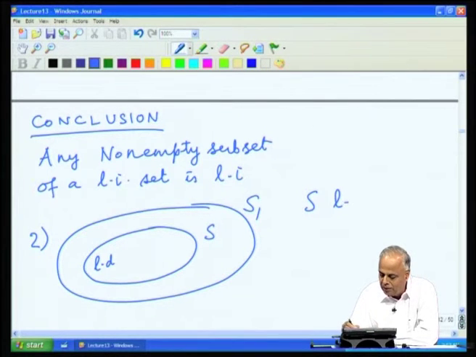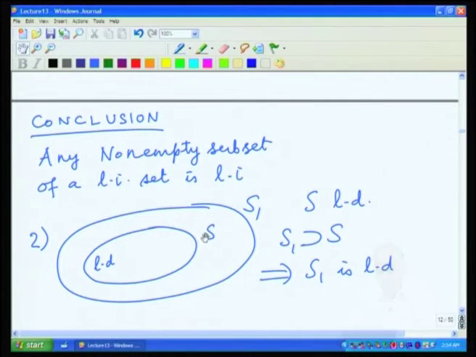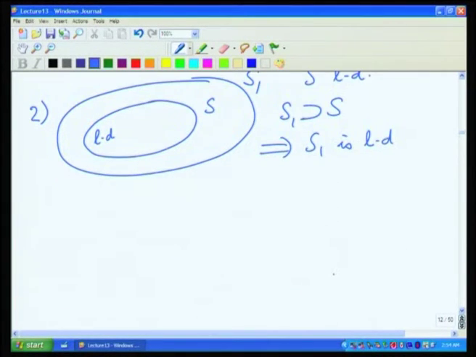So, S linearly dependent, S1 is a superset of S, implies S1 is linearly dependent. Because if S1 were not linearly dependent, it would be linearly independent. If it were linearly independent, anything sitting inside must be linearly independent. Therefore, S must be linearly independent, which would contradict the fact that we started with a linearly dependent set. And hence, any superset of a linearly dependent set is linearly dependent.